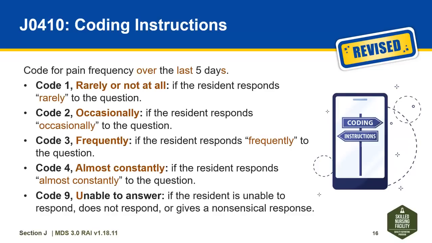Code 1, rarely or not at all, if the resident responds rarely to the question. Code 2, occasionally, if the resident responds occasionally to the question. Code 3, frequently, if the resident responds frequently to the question. Code 4, almost constantly, if the resident responds almost constantly to the question. Code 9, unable to answer, if the resident is unable to respond, does not respond, or gives a nonsensical response.